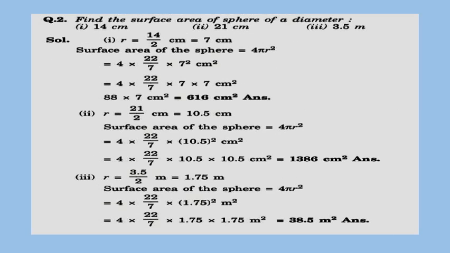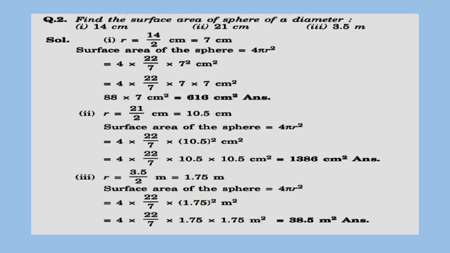In the next question, here again we have to find out the surface area of the sphere, but the difference is here the radius is not given, diameter is given. So it is very easy to find out the radius from the diameter. We have to divide diameter by 2 to get the radius. So D is 14 centimeter. Therefore, radius r equals 14 by 2 centimeter, that is 7 centimeter.